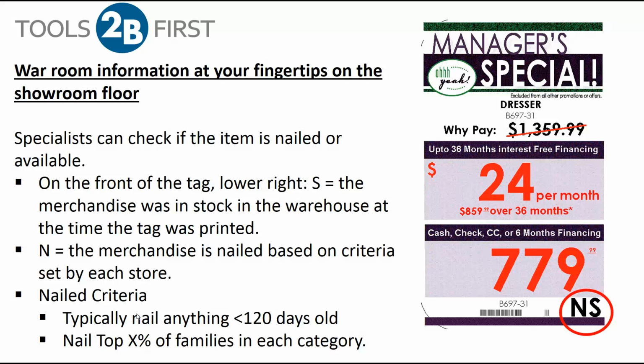So it's fairly accurate, even though the tags are only printed once every 3 weeks. It's still pretty accurate and indicative of what merchandise you have on the floor and what you have in the warehouse. So the sales specialist can easily take a look at this. This particular dresser, in this case, is a nailed item, so I shouldn't sell it off the floor. But we have stock in the warehouse, at the time that the tag was printed. That's one piece of having the war room information there on the floor.